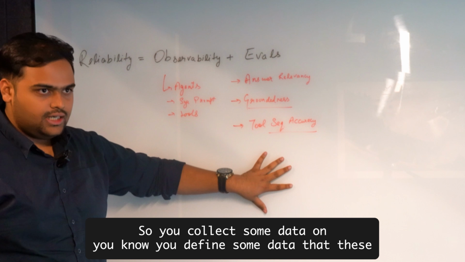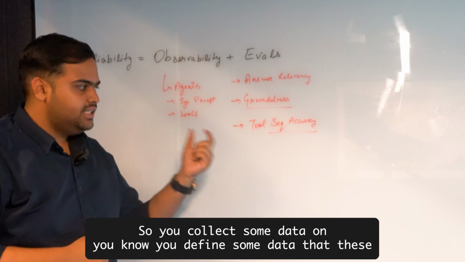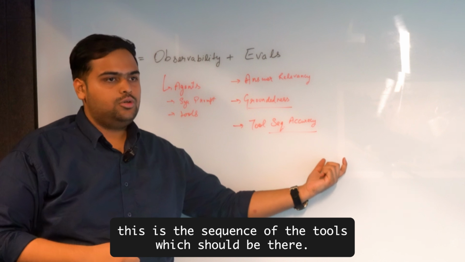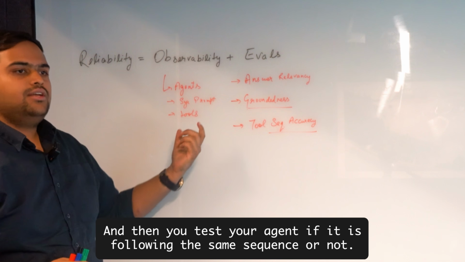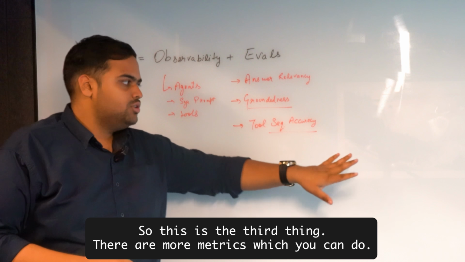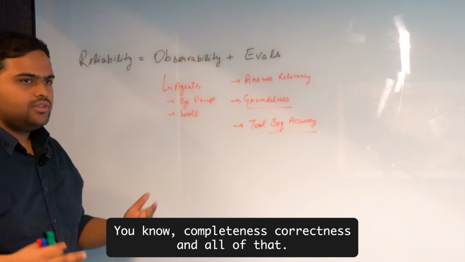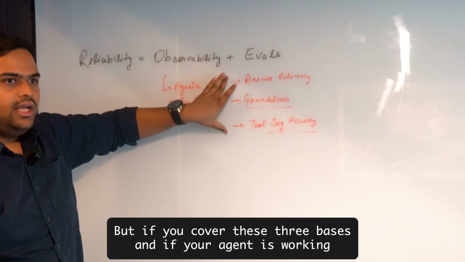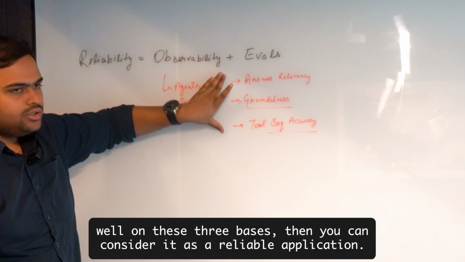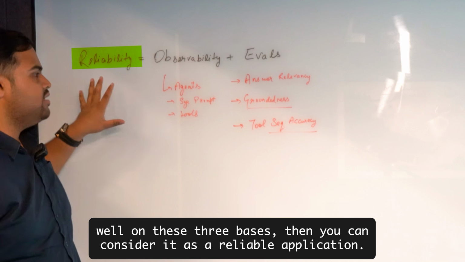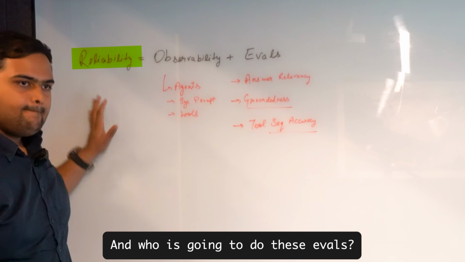So you define some data that this is the sequence of the tools which should be there, and then you test your agent if it is following the same sequence or not. So this is the third thing. There are more metrics which you can do, completeness, correctness and all of that, but if you cover these three bases and if your agent is working well on these three bases, then you can consider it as a reliable application. And who's going to do this evals?